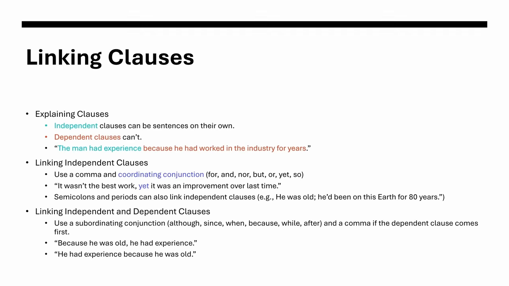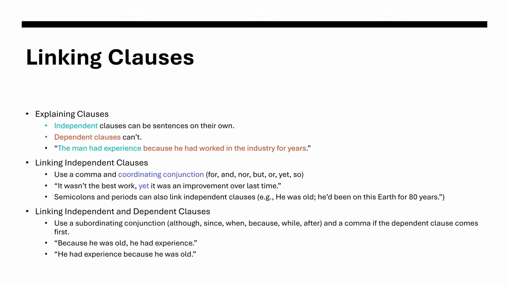Now, how do we link these clauses together? Well, let's say we have two independent clauses, right? We're going to use a comma and a coordinating conjunction, that is the FANBOYS: for, and, nor, but, or, yet, and so. So let's have an example here. It wasn't the best work. That could be an independent clause. Yet, it was an improvement over last time. That could also be an independent clause. It was an improvement over last time is something that makes sense. We have a subject, and we're good, right? So we're going to use a coordinating conjunction there. We're going to use yet, and we're going to use a comma. That makes sense. Now, semicolons and periods can also link independent clauses.